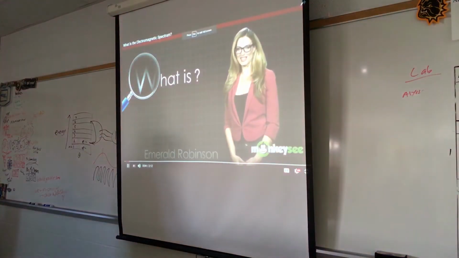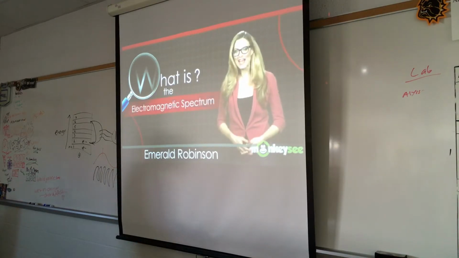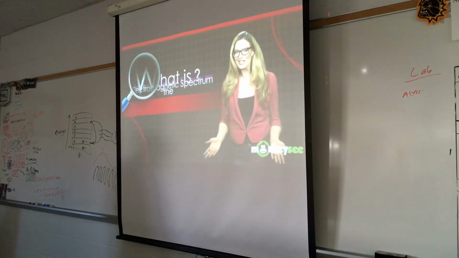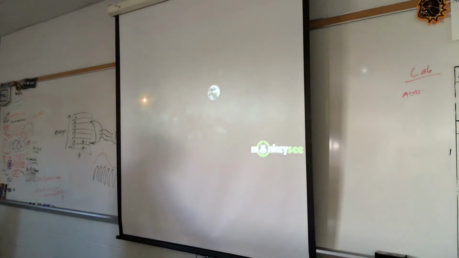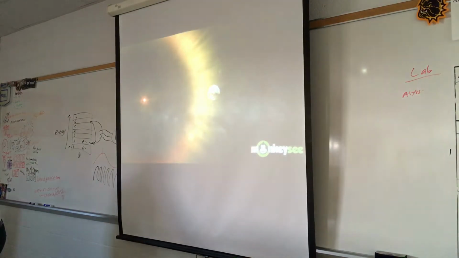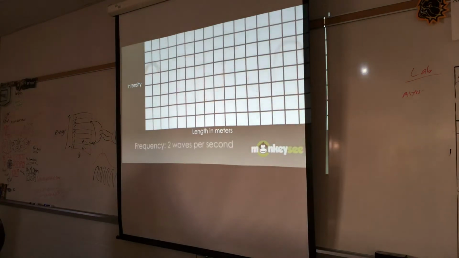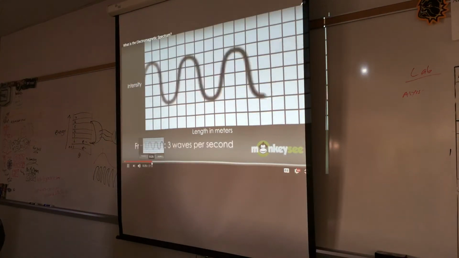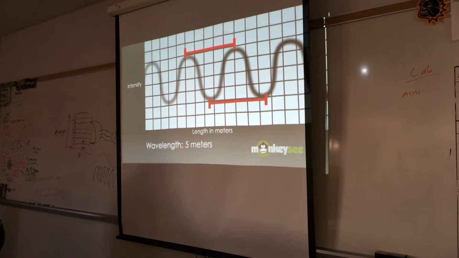Hi, I'm Rose Robinson. In this What Is video, we're going to take a closer look at the electromagnetic spectrum. What we see as light is only a small part of the electromagnetic spectrum. The electromagnetic spectrum refers to the many types of radiation released from stars, including our own sun. Electromagnetic radiation travels in waves. Frequency describes how many waves per second a wavelength produces. Wavelength measures the length of an individual wave in meters.